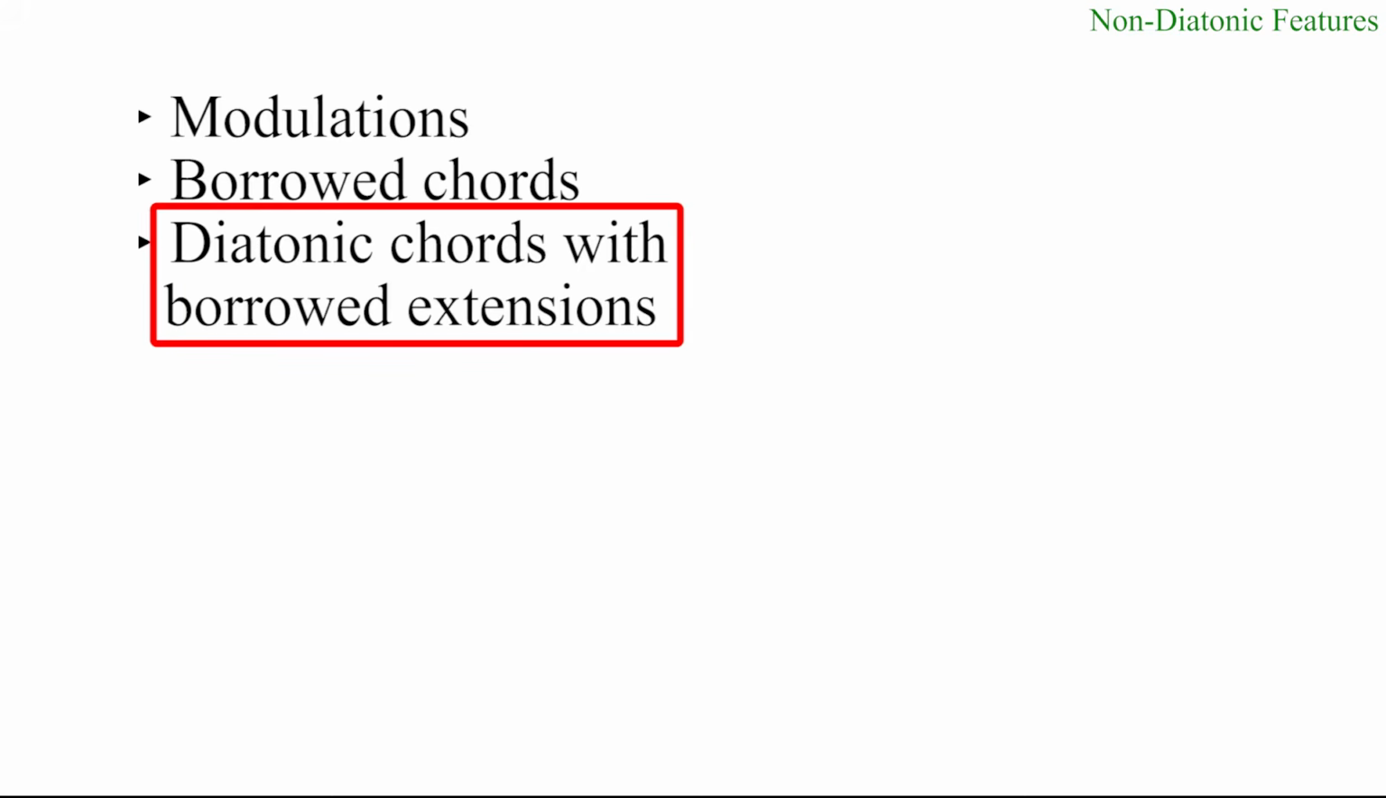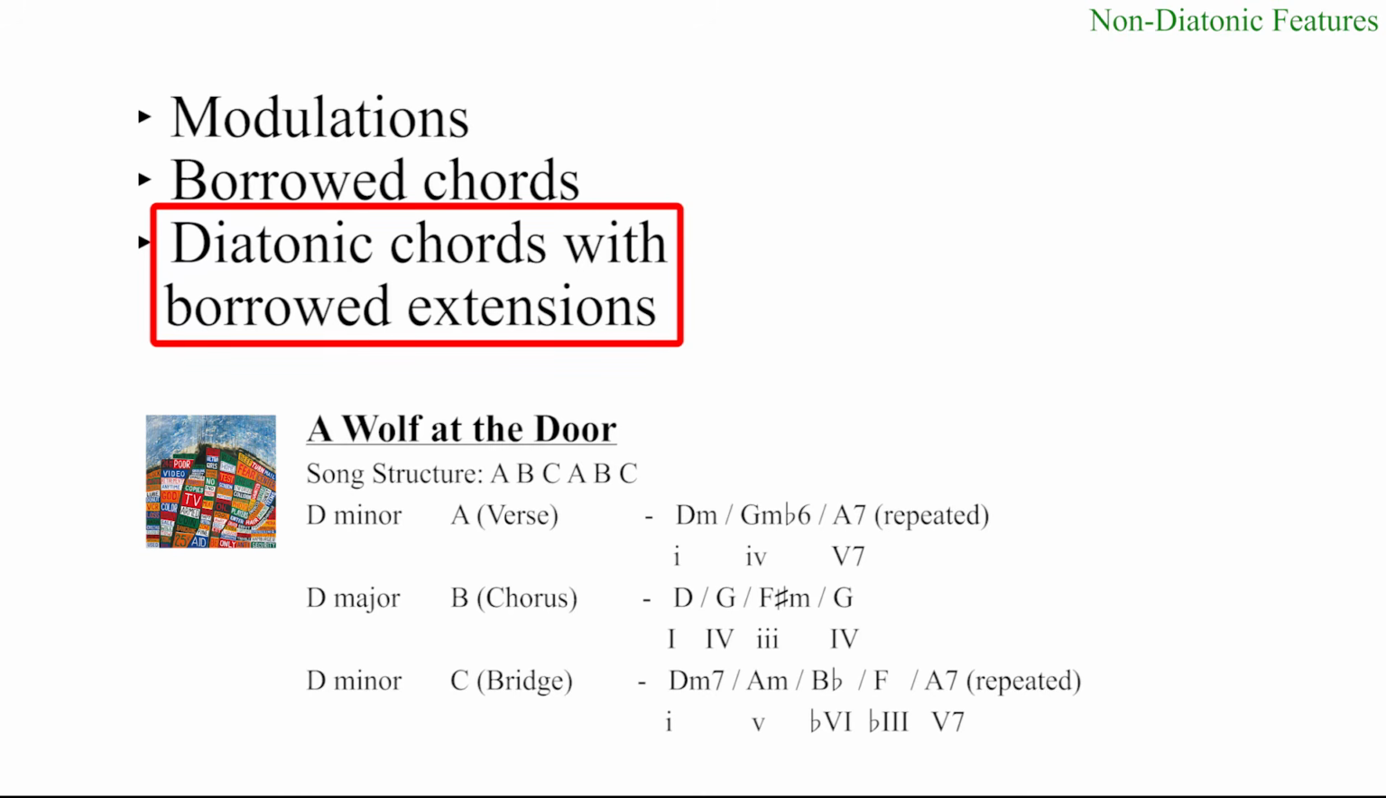This last category appears similar to diatonic chords in a functional analysis, but contains other notes from outside the primary key. To illustrate, consider the verse from A Wolf at the Door. The primary mode is D minor, inside which the G minor chord is a diatonic 4 minor, but the voicing of this chord as a G minor flat 6 includes an E flat, a note which would have to be borrowed from the D Phrygian mode.